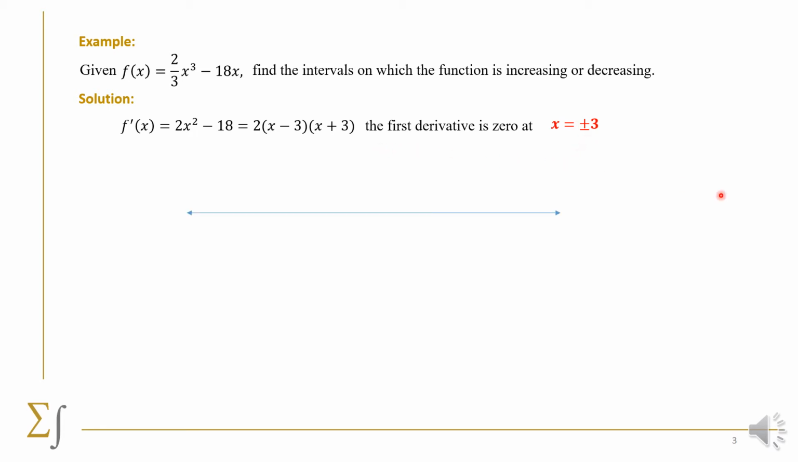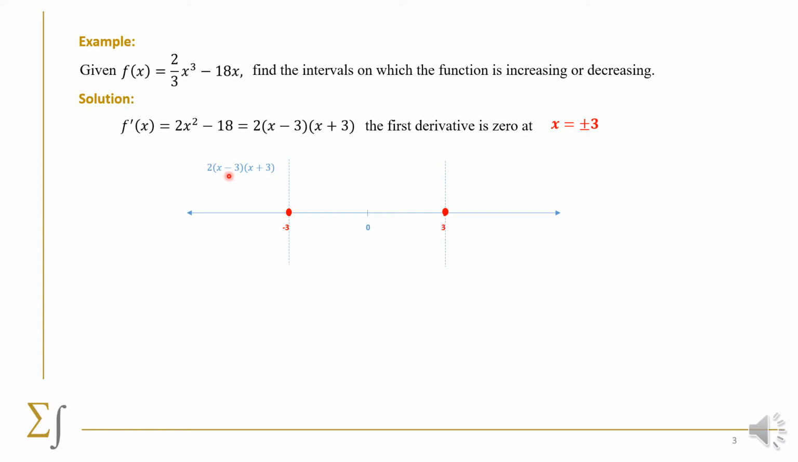So we go to the real line, we put the -3 and the +3 on this real line, and we split this real line into three intervals. This interval from -infinity to -3, the second interval from -3 to 3, the third interval from 3 to infinity, and we start investigating the sign of the first derivative. Here we put the first derivative.